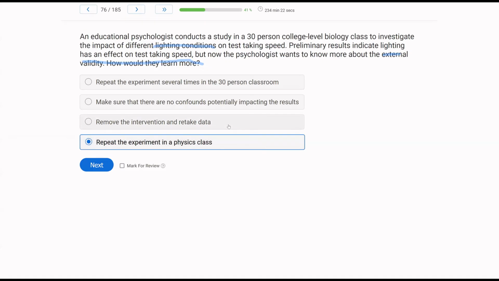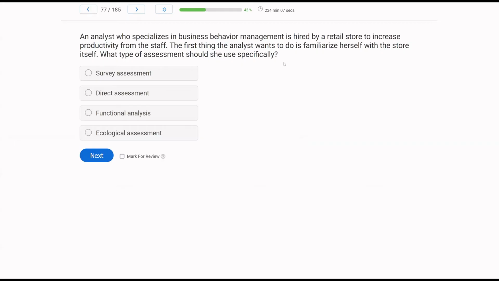Can it translate to a physics class? And again, once we start to break down questions like that and not get caught up in the details, the test becomes so much easier. Then it's just a definition check. Do you know what external validity is? How do we check for it? And that's it.